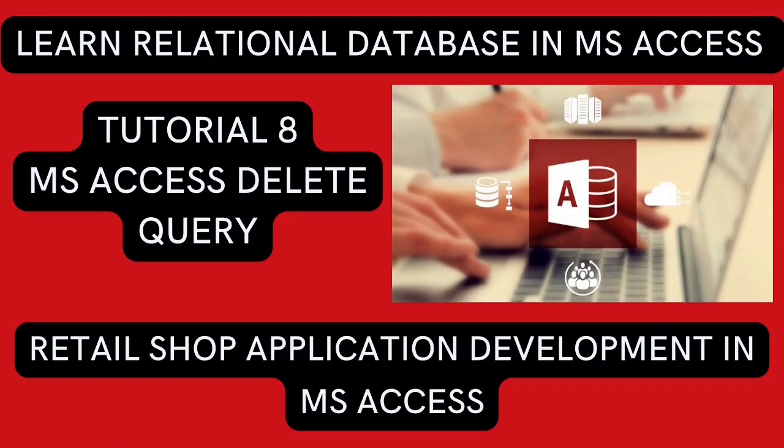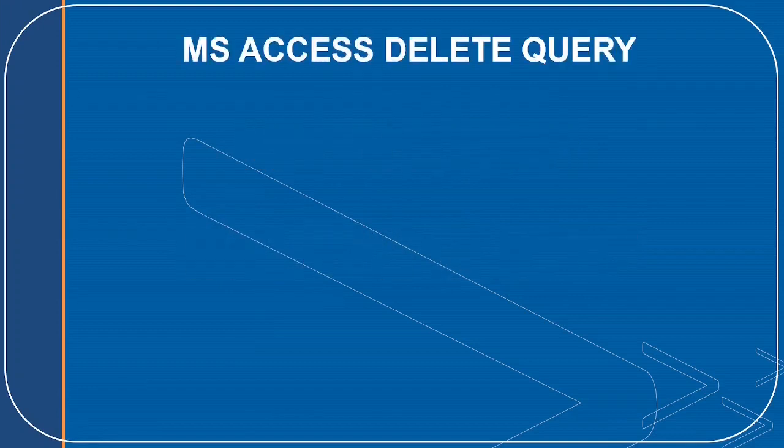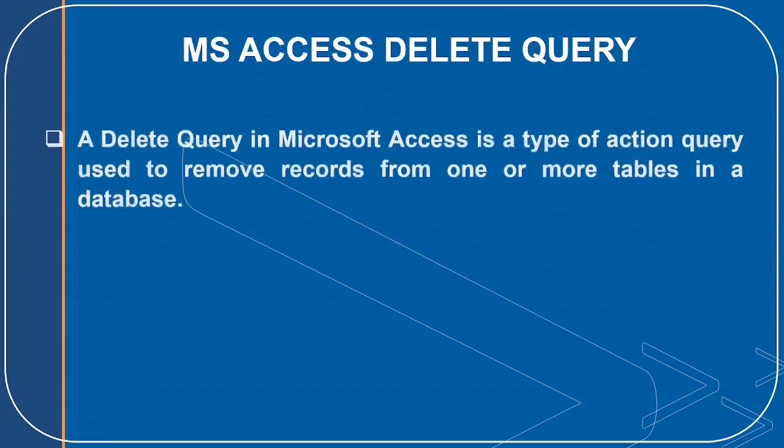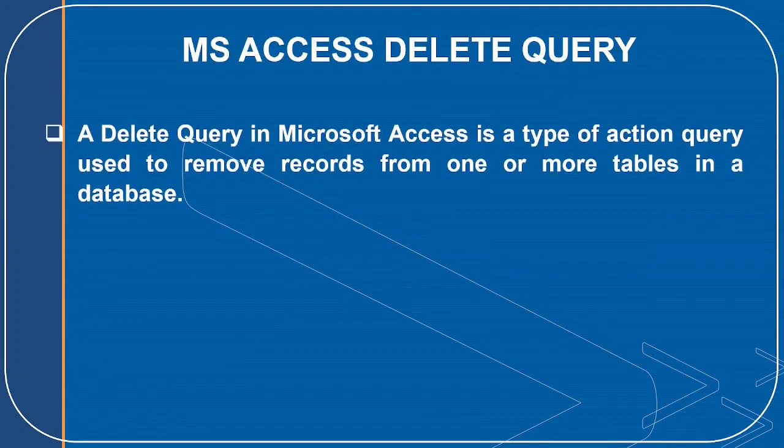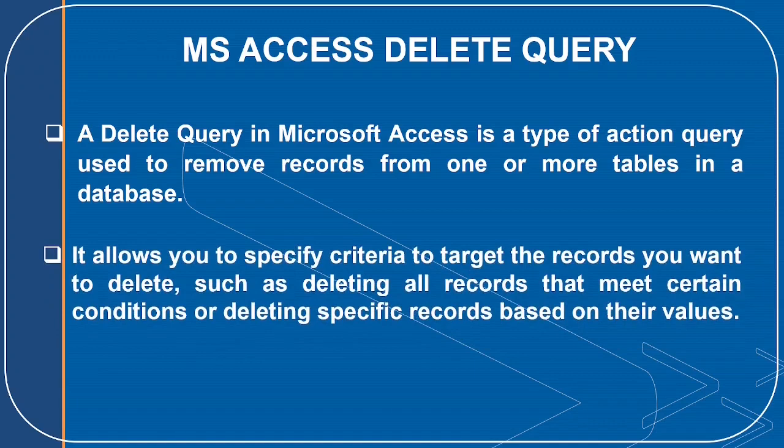In this tutorial, I will teach you MS Access delete query. You may ask me, sir, what is a delete query? I'll explain. A delete query in Microsoft Access is a type of action query used to remove records from one or more tables in a database. It allows you to specify criteria to target the records you want to delete, such as deleting all records that meet certain conditions or deleting specific records based on their values.